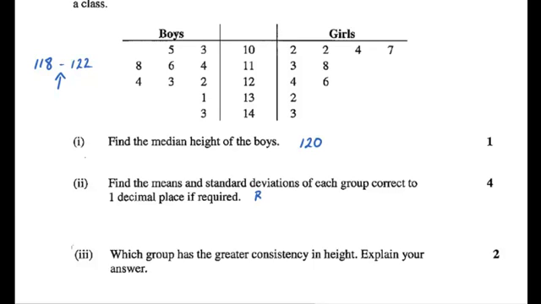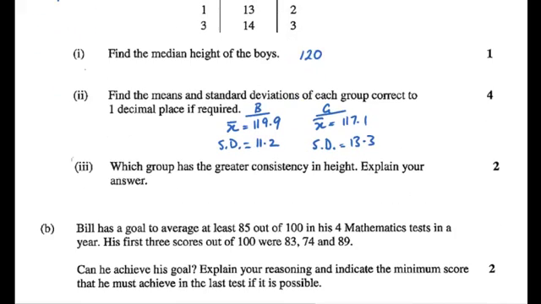So for the boys, we had a mean of 119.9 and a standard deviation of 11.2. For the girls, we had a mean of 117.1 and a standard deviation of 13.3. 4 marks.